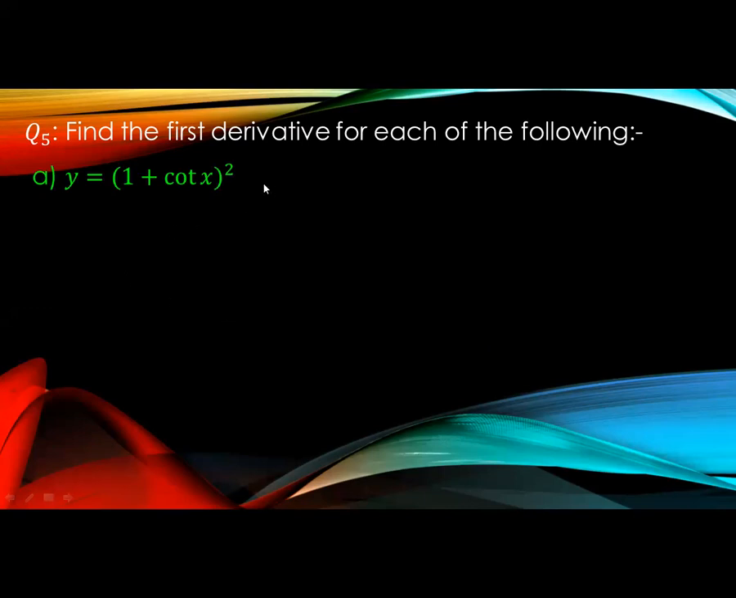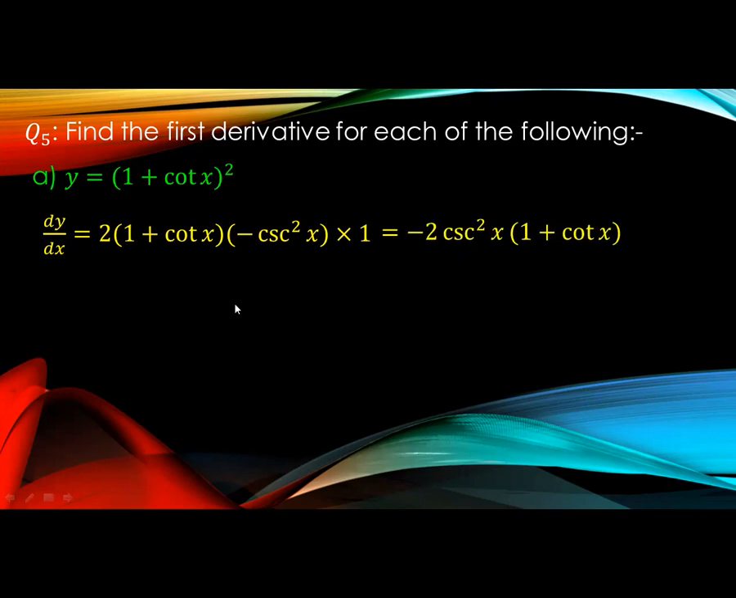This function is a function raised to the power 2, so for its first derivative we drop the power and subtract 1 from the power, times the derivative of the base, multiplied by the derivative of the angle. So the result will be 2 times (1 plus cotan x) times (negative cosec square x plus 1 times 1). We can simplify this result to be negative 2 cosec square x multiplied by (1 plus cotan x).